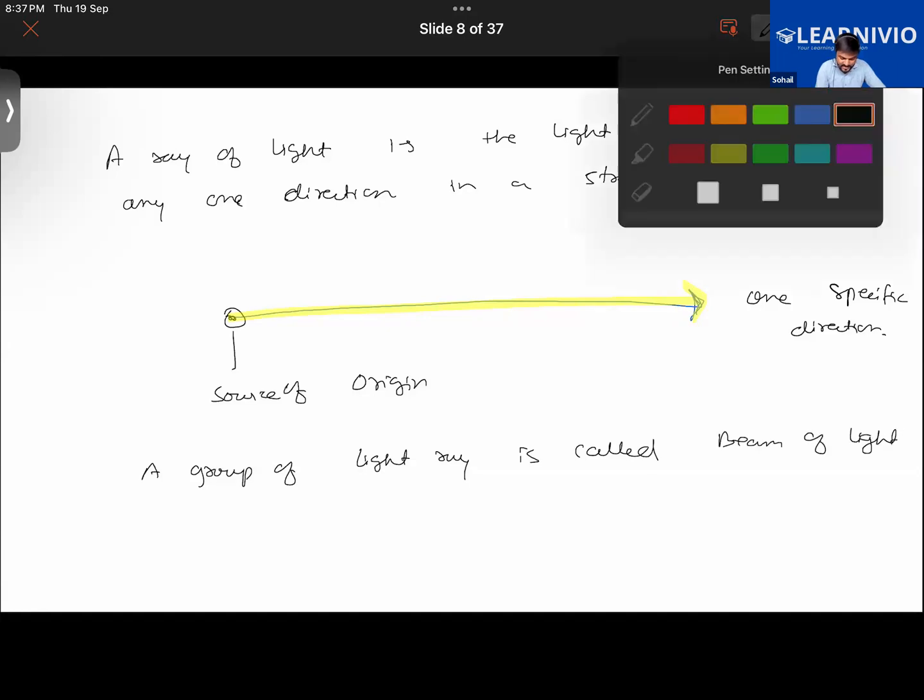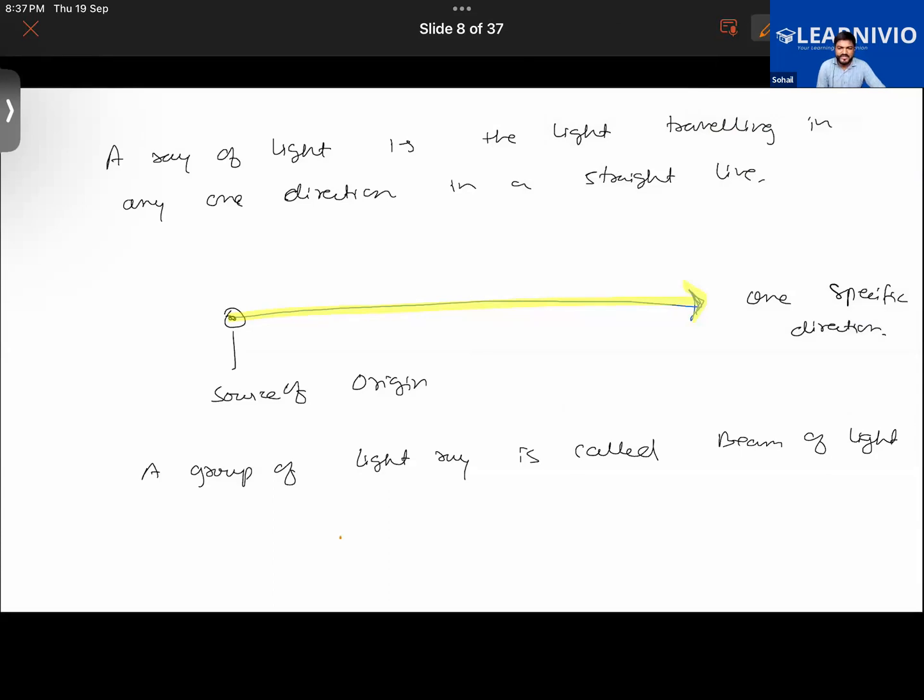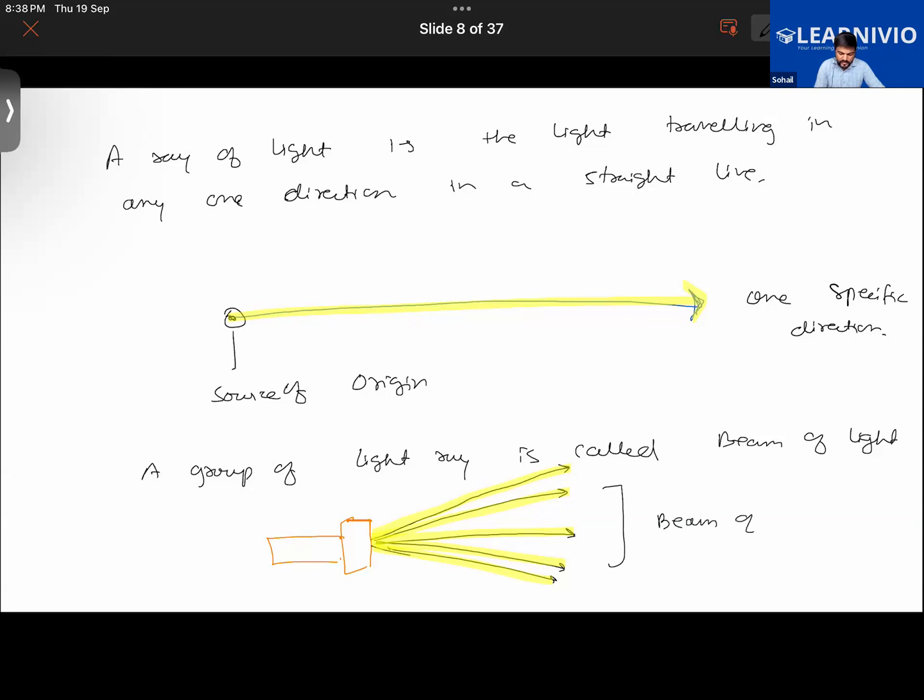So for example, let us take a candle flame, or a torch or laser light. From this, multiple rays are coming out, like this one, this, and this. All of them have the torch as the origin point, the source of origin of these rays. So there is a group of light rays here. Now it is called a beam of light, while this one was a ray of light.